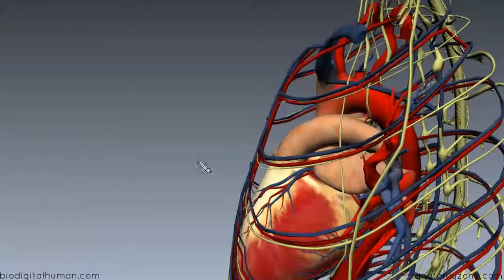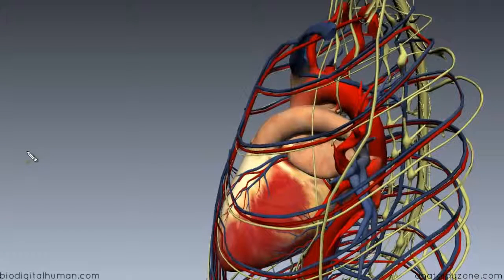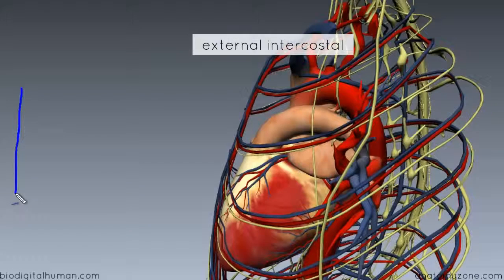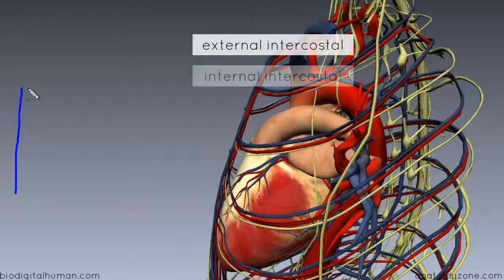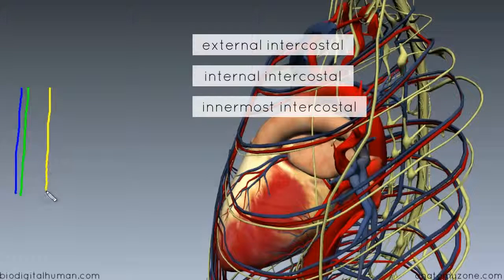So just to give you a better idea of how the structures are organised from superficial to deep, I'm just going to draw a little diagram on the side. So the first muscle you've got is the external intercostal. Then underneath that you've got the internal intercostal, and then the next muscle down is the innermost intercostal, and between these two muscles you've got the neurovascular structures.